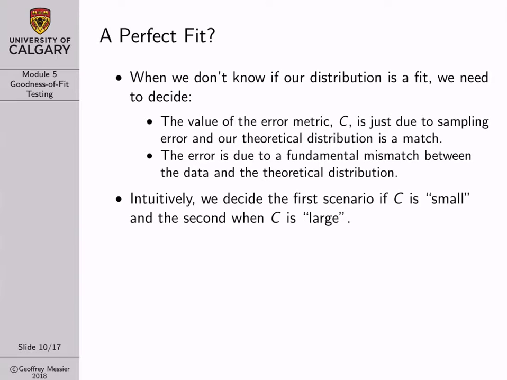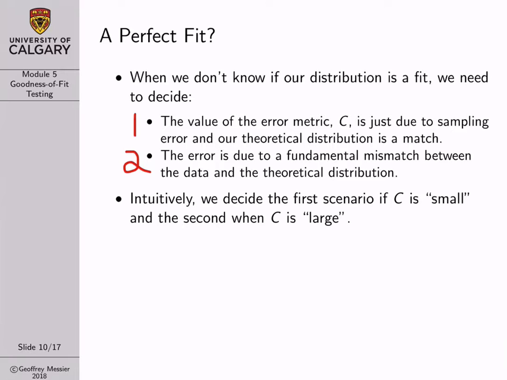The second scenario, scenario number two, is when, in addition to sampling error, we also have another source of error in our C metric that is due to a fundamental mismatch between the data and the theoretical distribution that we've assumed. So we've got sampling error plus an additional source of error due to distribution mismatch.